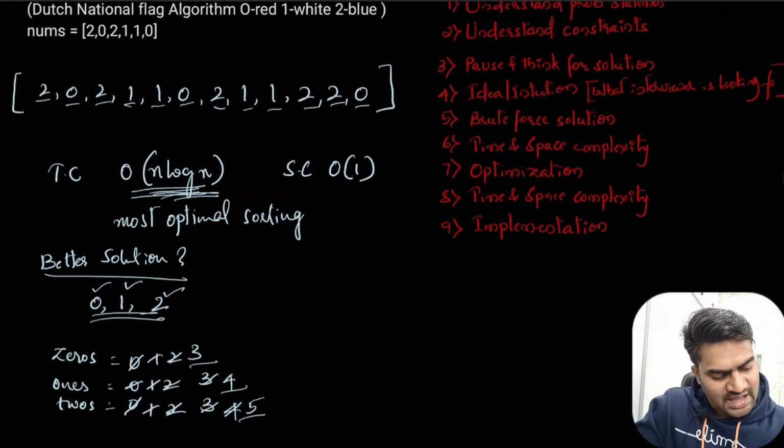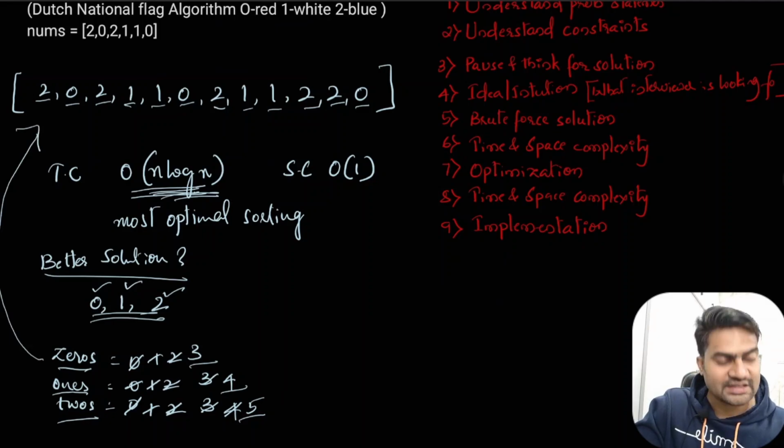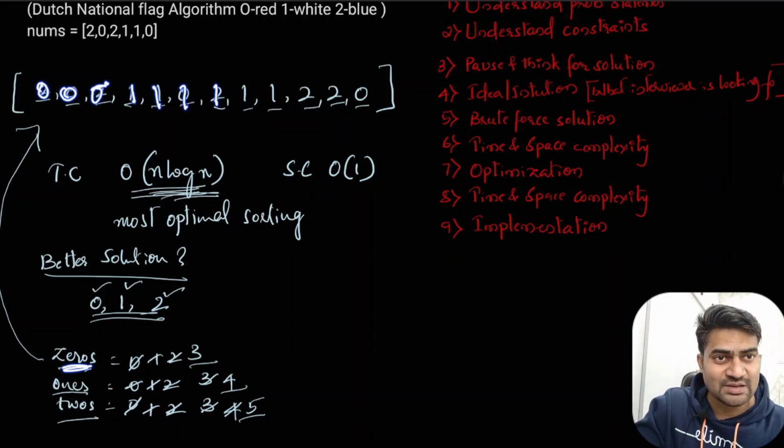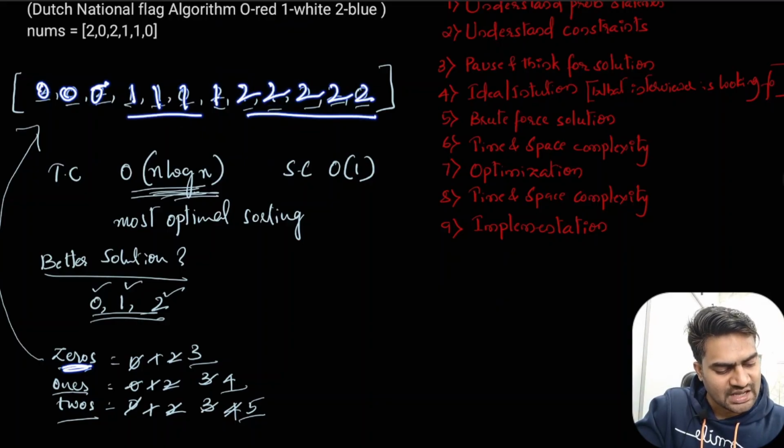Now what I will do, I will use these counts and rewrite the numbers in the original array. Since there are 3 zeros, the initial numbers I will make them 0. Next after that we have 4 1's, so I will make these 4 1's. Next after that the remaining 5 numbers will be 2's, so I will overwrite these numbers as 2's. So if you see, there are 5 2's, 4 1's, and 3 zeros.